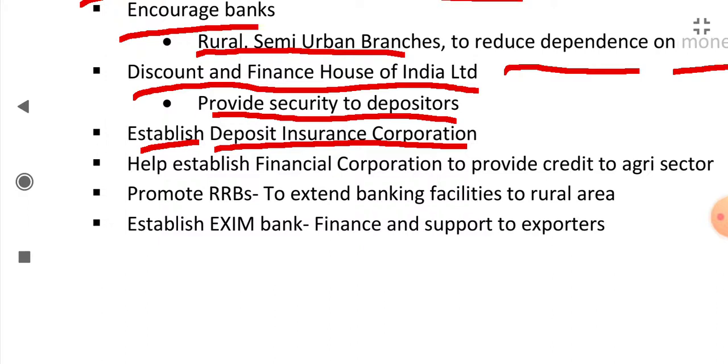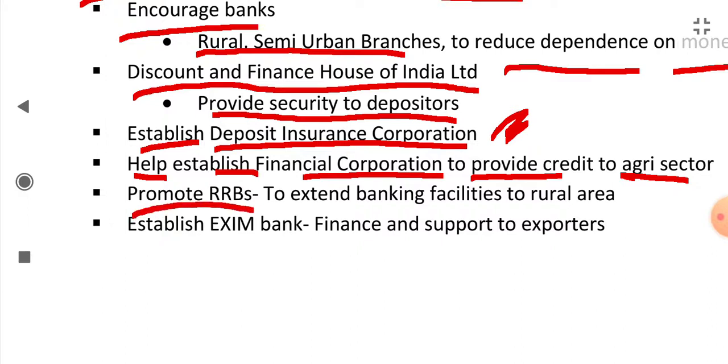It helped establish the Financial Corporation to provide credit to the agriculture sector. Through the Deposit Insurance Corporation, it provided insurance to the depositors who have deposited their money in the bank. So if there is any problem, then their money will be safe. RBI promotes RRBs, means regional rural banks, to extend banking facilities to the rural areas. It helped establish Exim Bank, Export and Import Bank, to provide finance and support to exporters of the country.